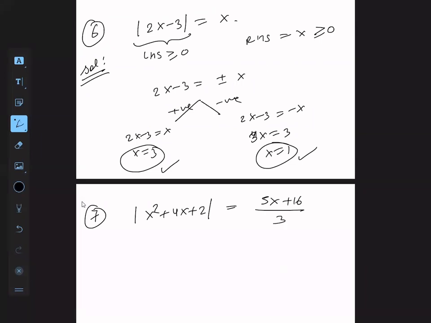Now you have to simply solve this problem. In exactly the same way, you have to solve question number 7. So I am giving you 2 minutes to solve this problem.